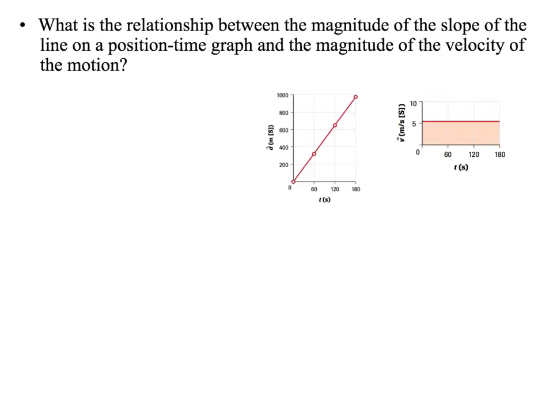What is the relationship between the magnitude of the slope of the line on a position time graph and the magnitude of the velocity of the motion? Well, they're actually going to be equal to each other, and we'll see that.